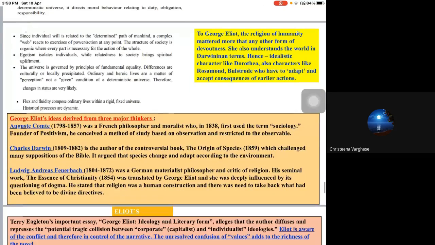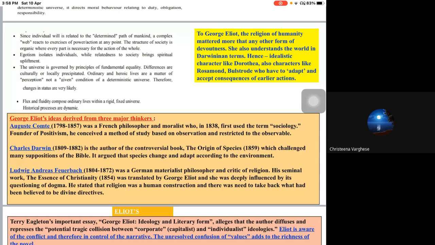Since individual will is related to the determined path of mankind, a complex web reacts to exercises of power and action at any point. The structure of society is organic, where every part is necessary for the action of the whole. So individual will is related to the determined path of mankind. On some level, our will is already linked and connected to the predetermined path of mankind. And from this, we can say a complex web reacts to exercises of power and action at any point. The structure of society is organic, where every part is necessary for the action of the whole.